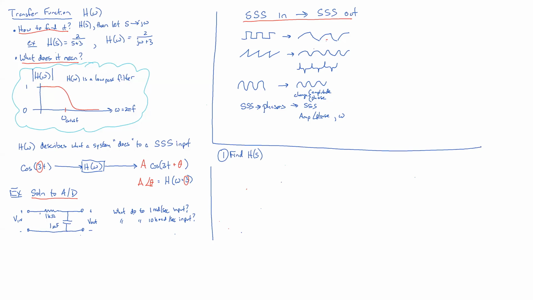So we're going to firstly find the H of S. And then we're going to find our H of S equals J omega equals J1 for 1 hertz. For the first question, for 1 radian per second, for that low frequency. And then we're going to do the exact same thing, but for J 10,000, for 10 kilo radian per second, or high frequency.